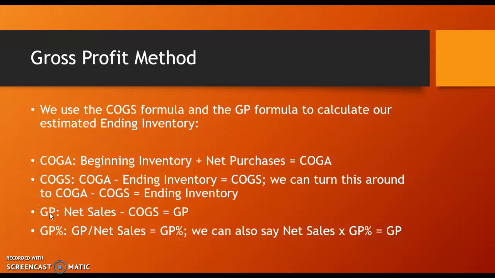And the gross profit itself is our net sales minus our cost of goods sold. And that's the dollar value of gross profit. But then we're going to take that dollar value of gross profit, divide it by the net sales, and that gives us the gross profit percentage. We might call that also the gross margin percentage, or sometimes they just call it the margin, okay?